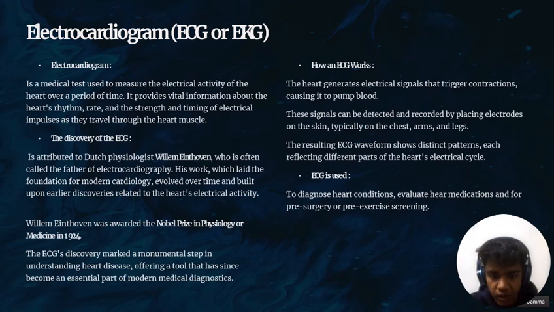How an ECG works. The heart generates electrical impulses that trigger contraction, causing it to pump blood. These signals can be detected using electrodes, which can be applied on the skin, typically on the chest, arms, and legs. The resulting ECG waveform shows distinct patterns, each reflecting different parts of the heart's electrical cycle. So, ECG is used to diagnose heart conditions, evaluate heart medications, and for pre-surgery and pre-exercise screening.